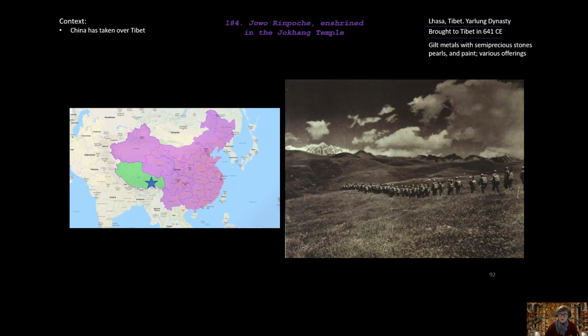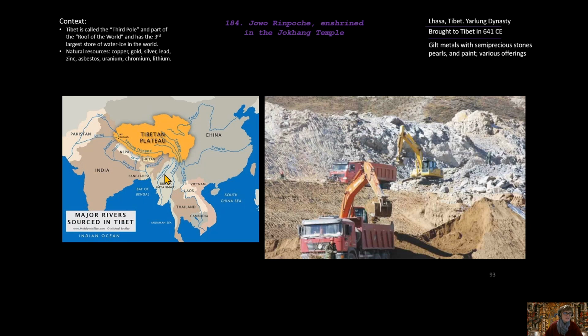And then the more modern context is that here the purple is China and the green is Tibet. And the blue diamond or star marks the spot of Lhasa, or where the Jokhang temple is. And in 1950, China's military marched into Tibet and took Tibet over. The Chinese government would say they're very close to us and we take care of them. But it's called the third pole of the world. The roof of the world is another name for it.